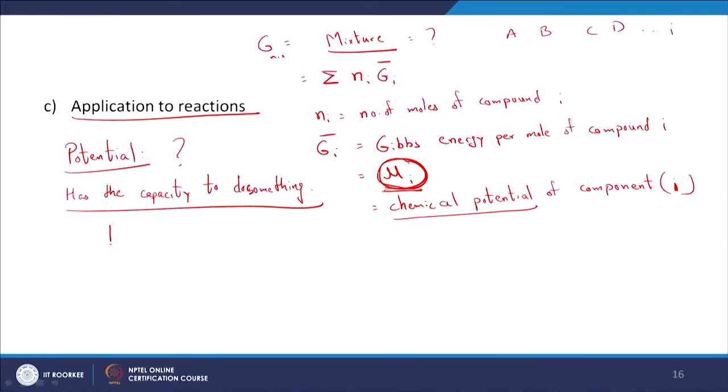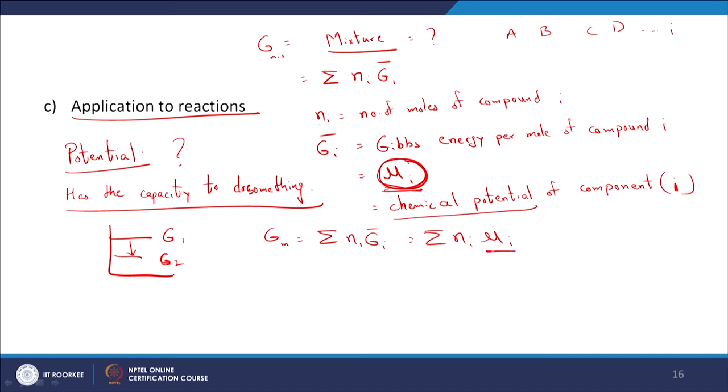As we know, how do reactions go through? We know that with G1 and G2, the system would fall down the ladder from G1 to G2. And we know that the G of the mixture is equal to the summation of Ni Gi bar, which is also, as we just looked at, Ni mu i. We can even derive this. And what does that mean now?